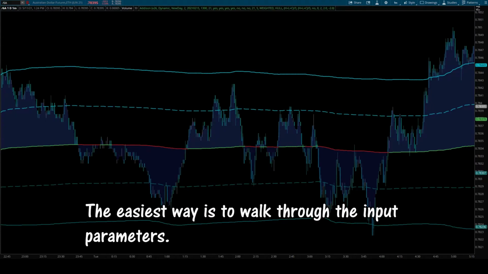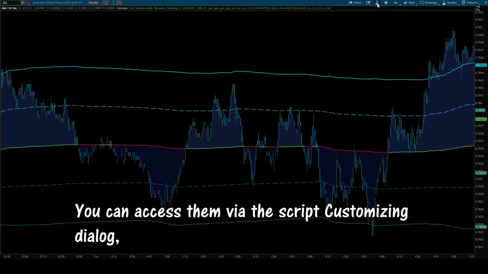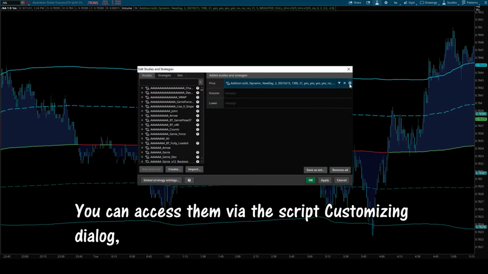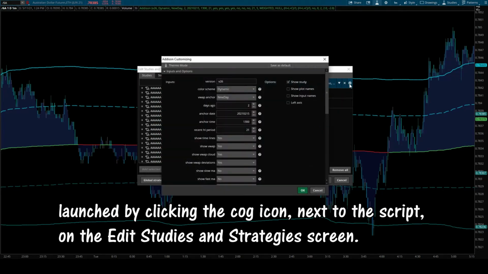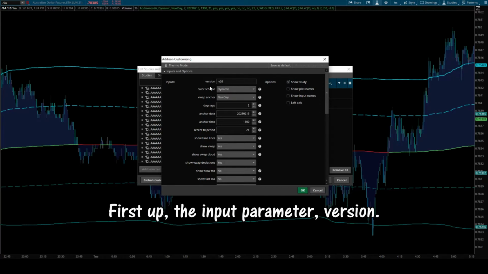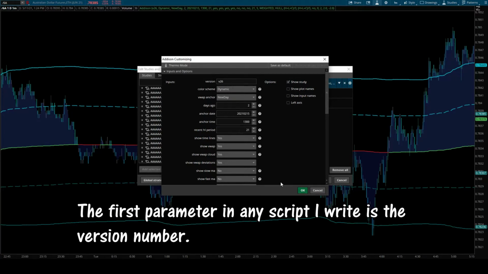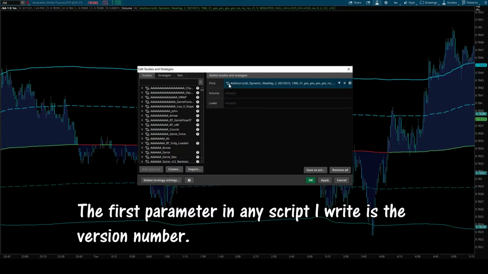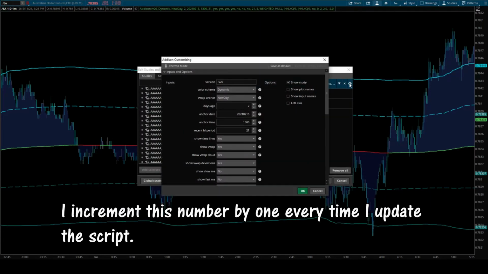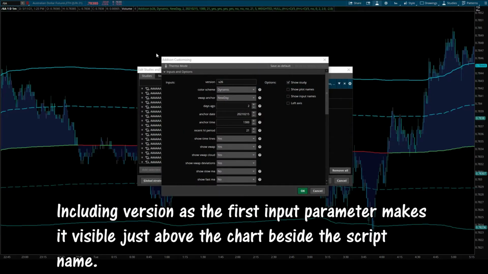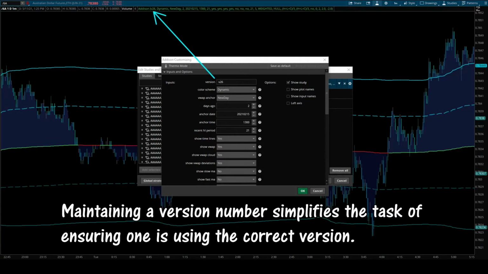The easiest way is to walk through the input parameters. You can access them via the script customizing dialog, launched by clicking the cog icon next to the script on the Edit Studies and Strategies screen. First up, the input parameter, version. The first parameter in any script I write is the version number. I increment this number by 1 every time I update the script. Including version as the first input parameter makes it visible just above the chart beside the script name. Maintaining a version number simplifies the task of ensuring one is using the correct version.